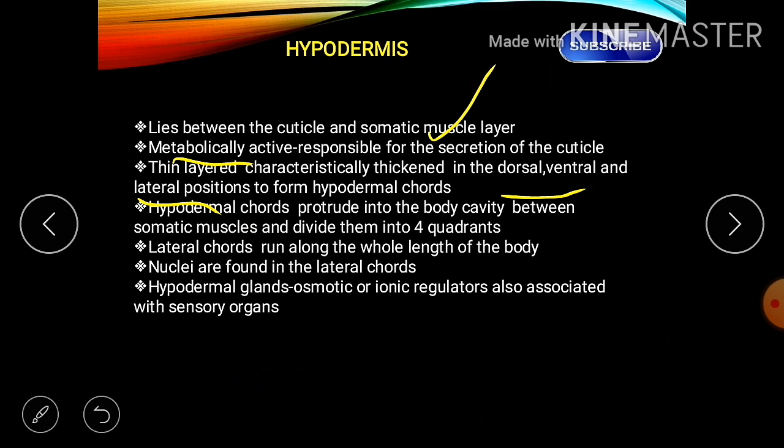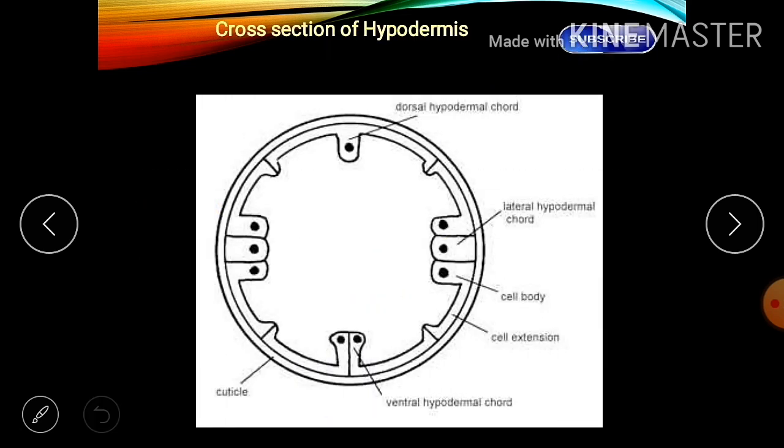The hypodermal cord protrudes into the body cavity between the somatic muscles and divides them into four quadrants. The lateral cords run along the whole length of the nematode body. A nucleus is also present. And these glands are osmotic or ionic regulators associated with sensory organs. Here I can define.